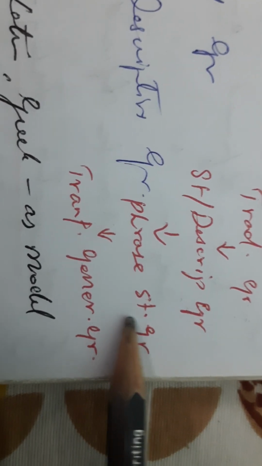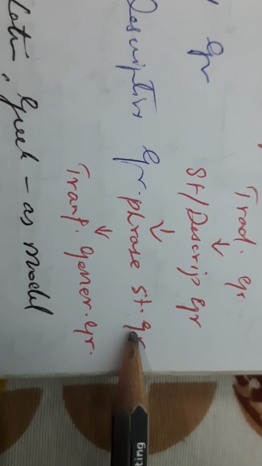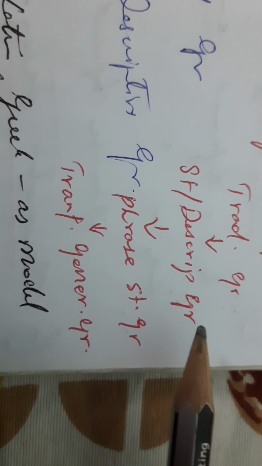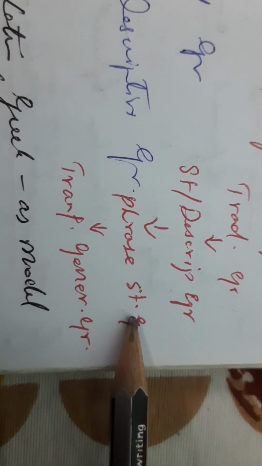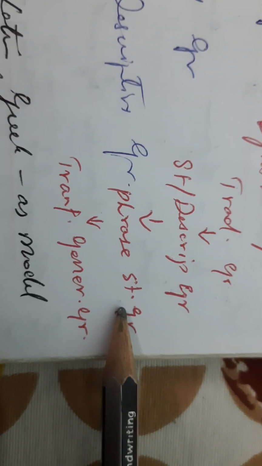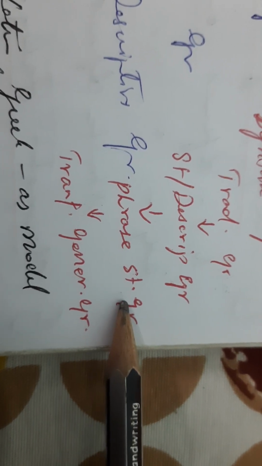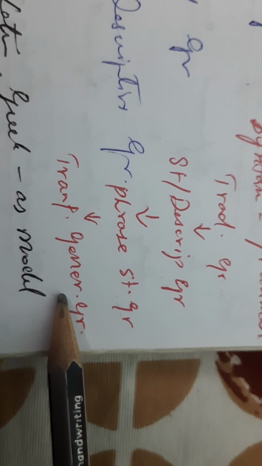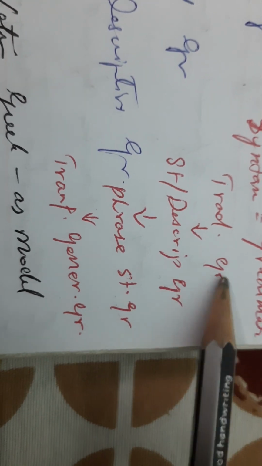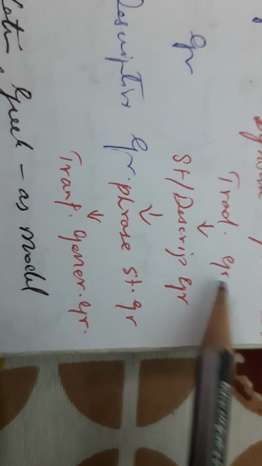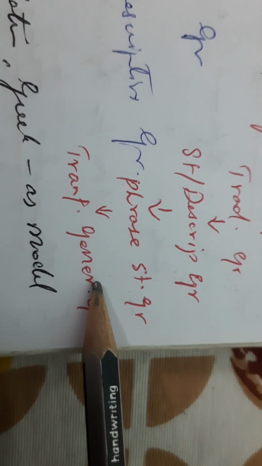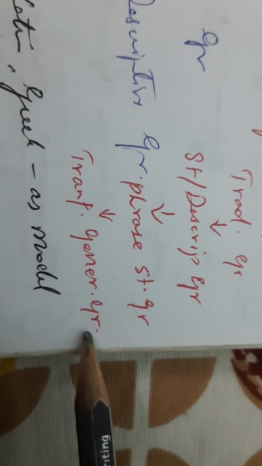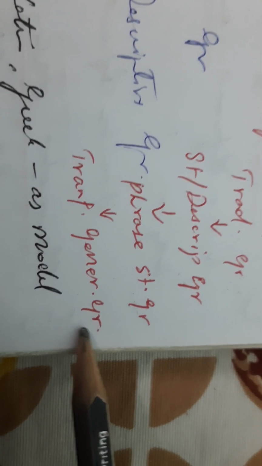The third one is phrase structure grammar. After structural grammar came into existence, again they found certain drawbacks, and after much research they found phrase structure grammar. And the last one is transformational generative grammar. To cover up all the drawbacks in traditional grammar, structural grammar and phrase structure grammar, this last one, transformational generative grammar, was brought into existence in order to cover up all the drawbacks.